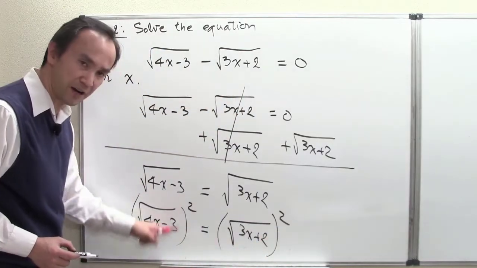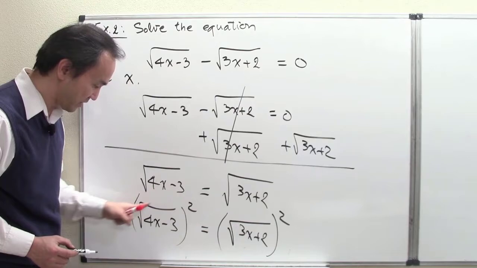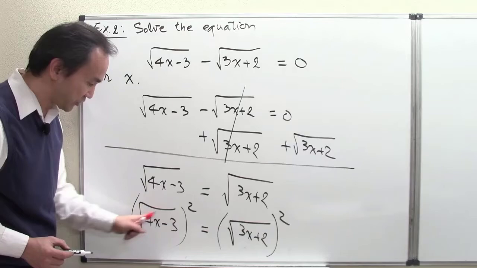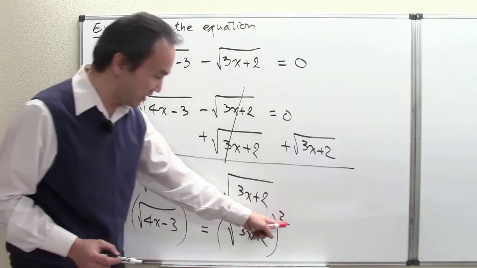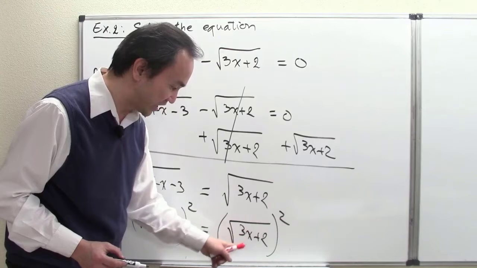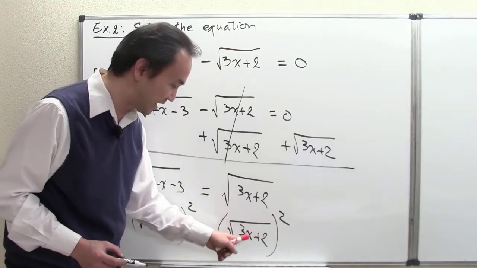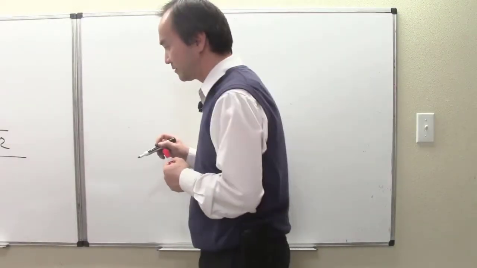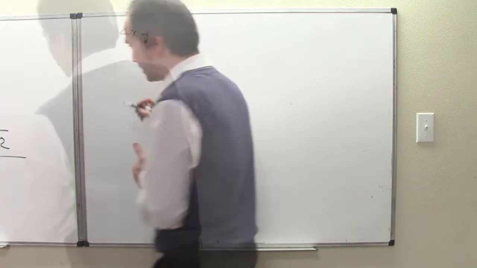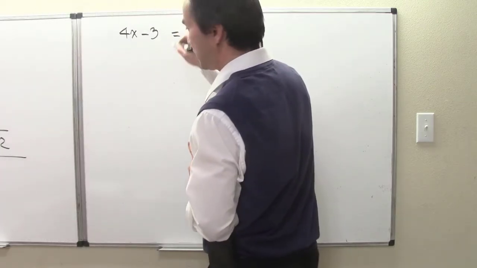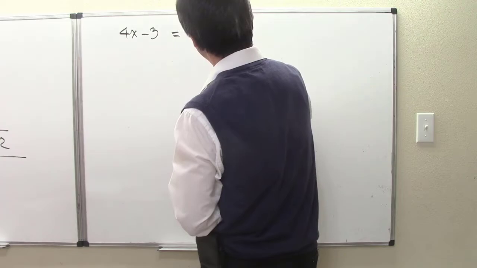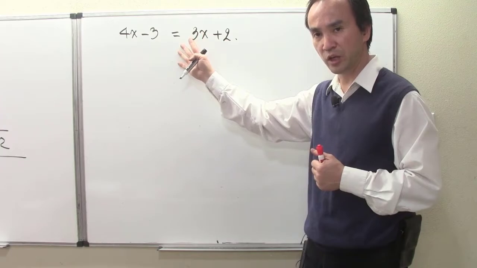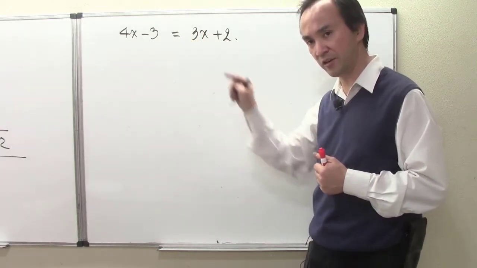Now we have learned from our lessons about square roots that squaring a square root expression will cancel out the square root, so the expression appears without the square root. The same with squaring on the right-hand side: it cancels out the square root symbol, leaving behind just the expression inside. So the resulting equation is 4x minus 3 equals 3x plus 2. This is the resulting equation after squaring both sides.